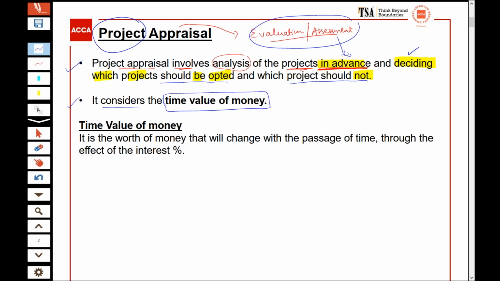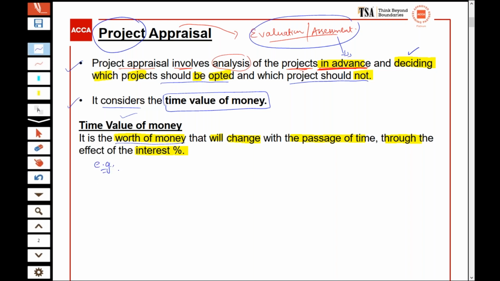First of all, this chapter includes the time value of money. But what is actually the time value of money? The time value of money is the worth of money that will change with the passage of time through the effect of interest percent. For example.